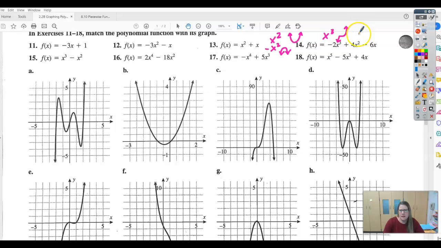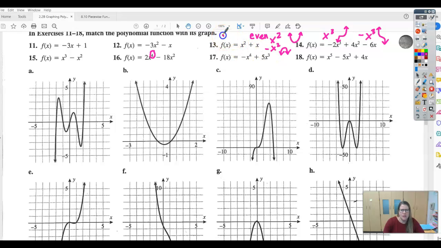And then here, if I were to flip this as negative x to the third, this side would be up and this side would be down. So I can use that pattern on all of these functions, even on these ones that have a higher degree than 2 or 3. Any that is even is going to have the same end behavior as x squared.